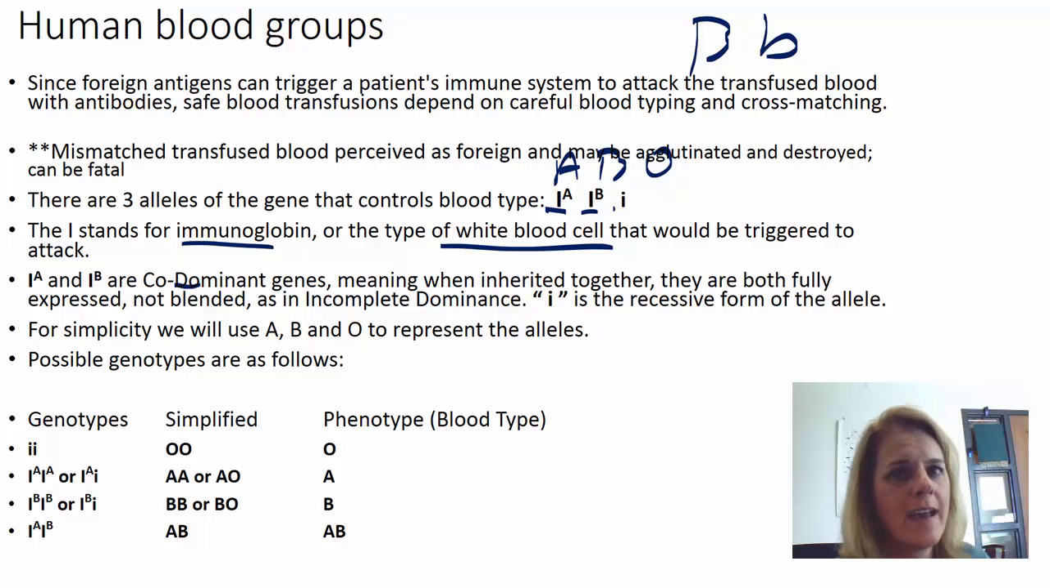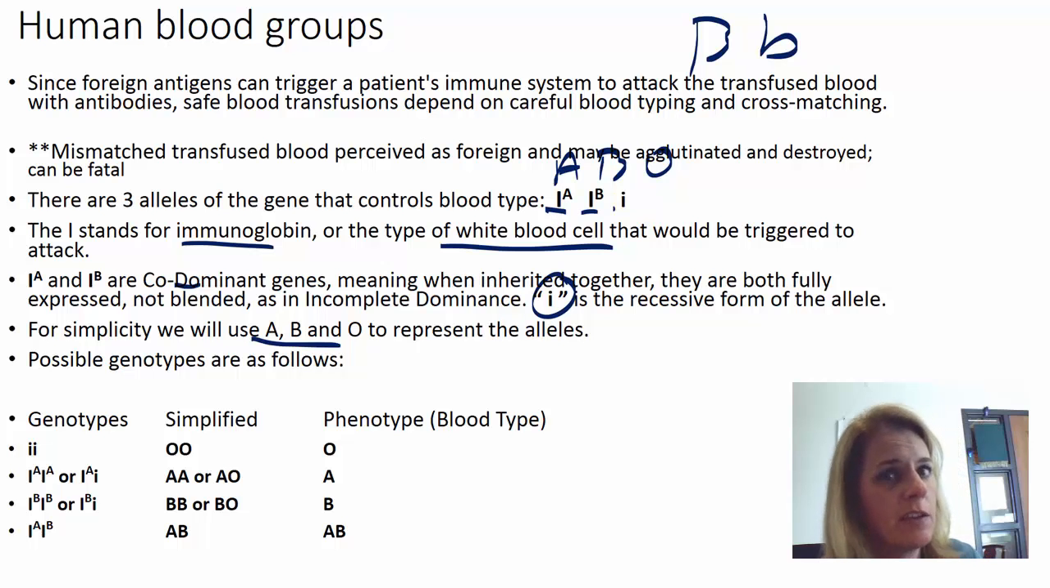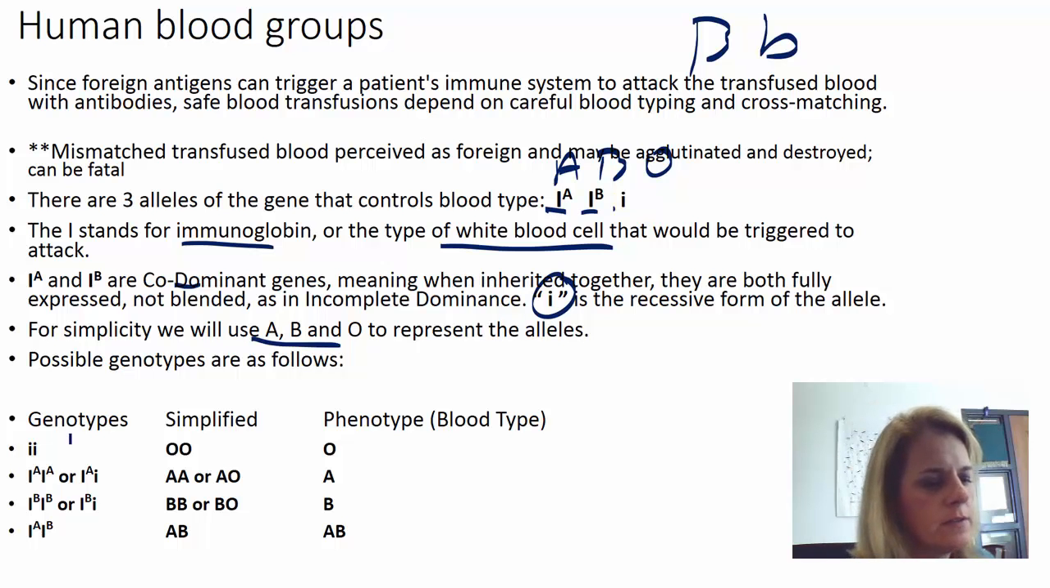Okay, so if you have A and B, then you have AB blood. The little i or the O is the recessive one. So again, we're going to use A, B, and O to just kind of simplify it. So let's go back to genotypes and phenotypes. This is what it would look like in your textbook and probably everywhere else. I'm just going to simplify it for you.